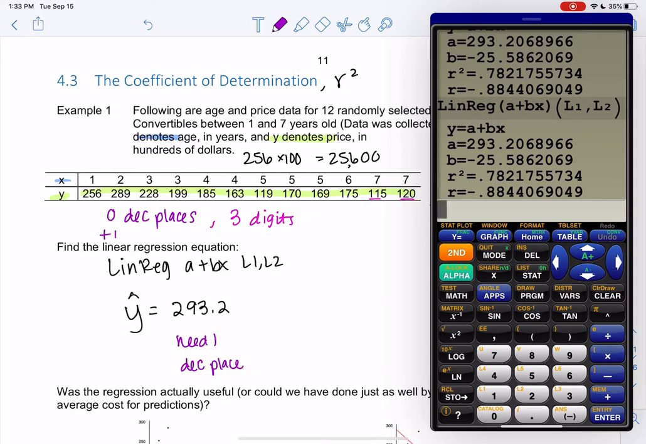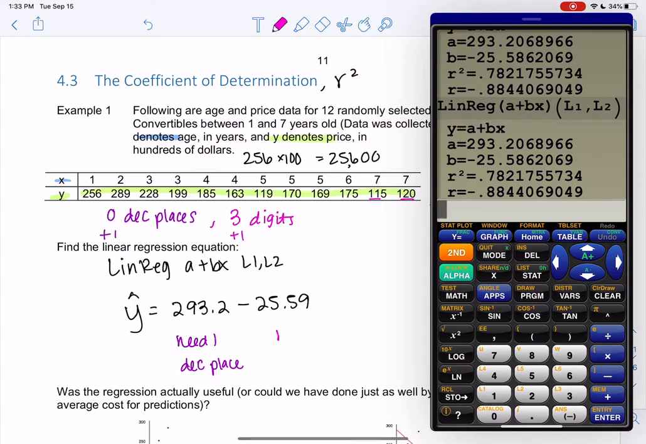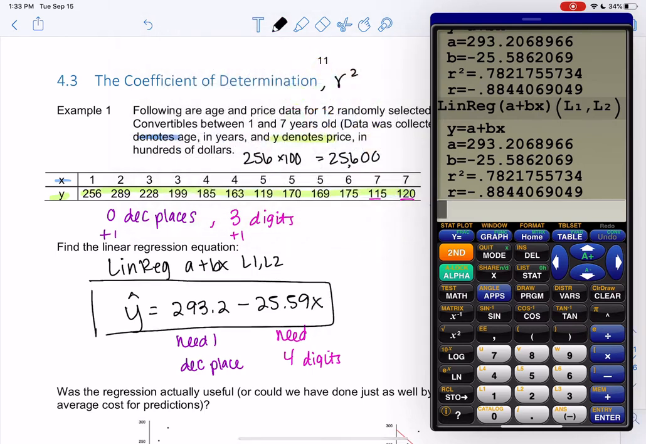And then the slope is digits. So we need 4 digits, 1 more than 3. Since it's a negative slope, we can subtract 25.59. And then we will go ahead and not forget the x, and that is our regression equation.